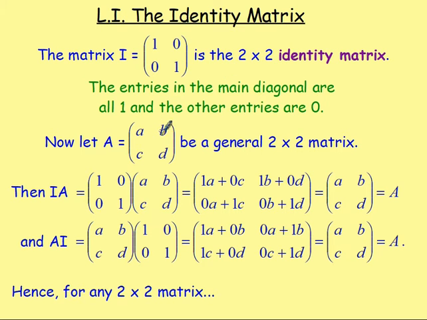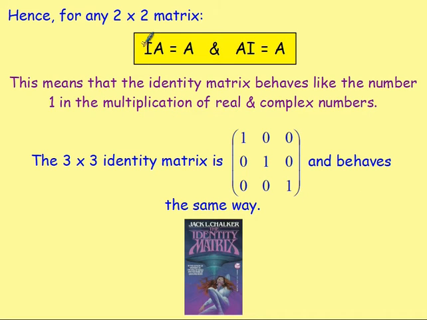If you have a general matrix A with entries a, b, c, d, and you multiply by the identity matrix, either the identity matrix times A or A times your identity matrix, you just get out A. Which means that if you multiply a matrix by the identity matrix, you just get that original matrix. So really it's just like multiplying by the number 1. So your identity matrix behaves just like the number 1.